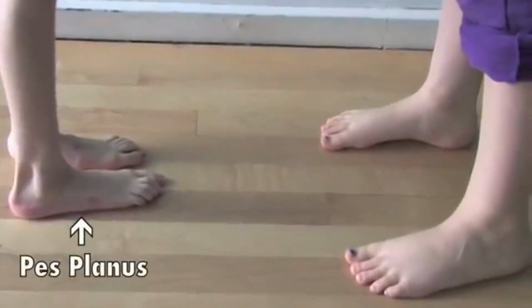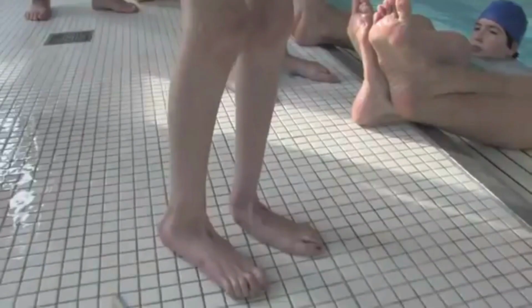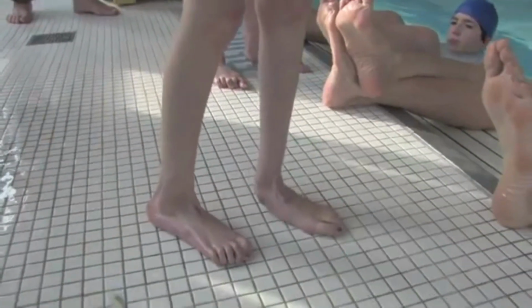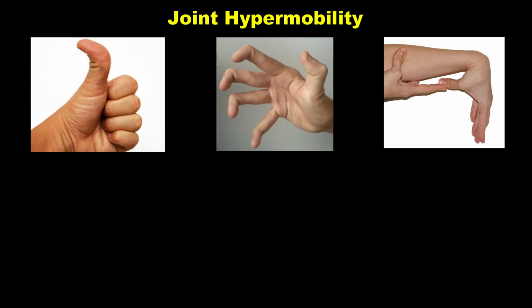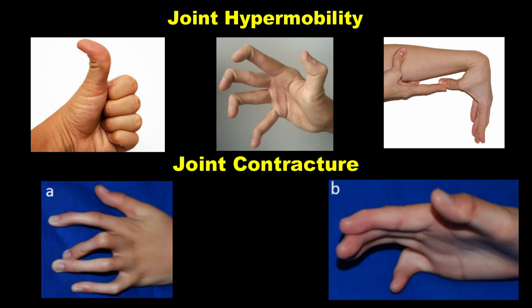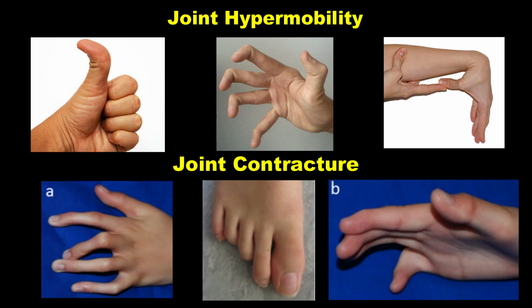Marfan syndrome can lead to flat feet, which is called pes planus. In this condition, the natural arches of the foot are lost. Marfan syndrome can also manifest as joint hypermobility or joint contractures.